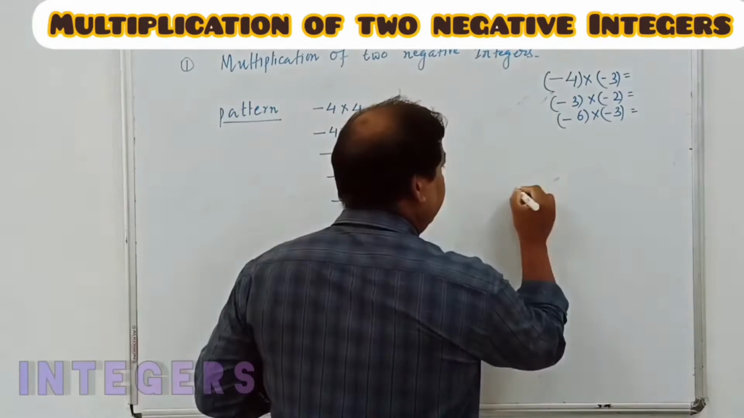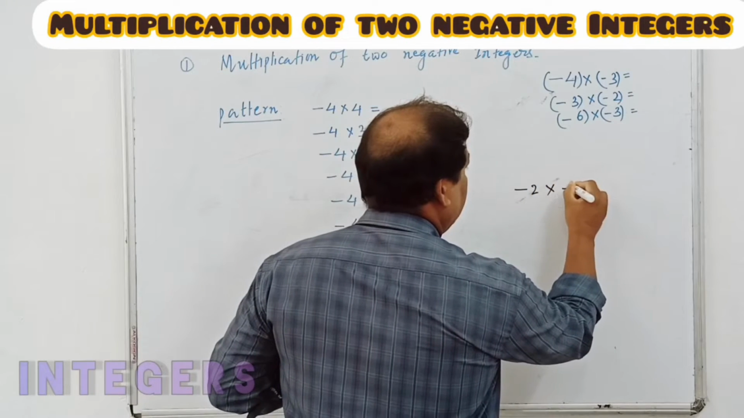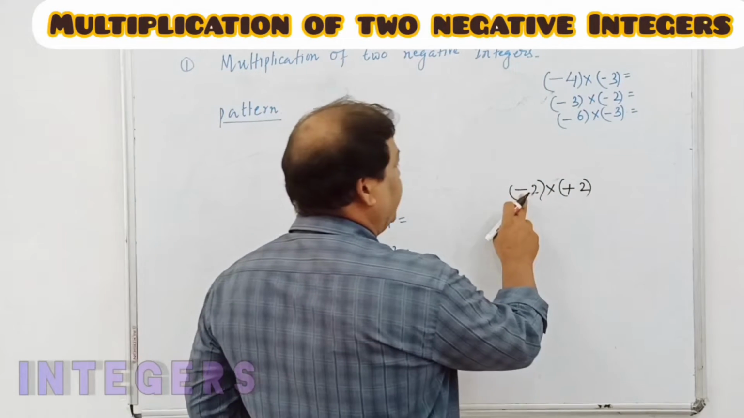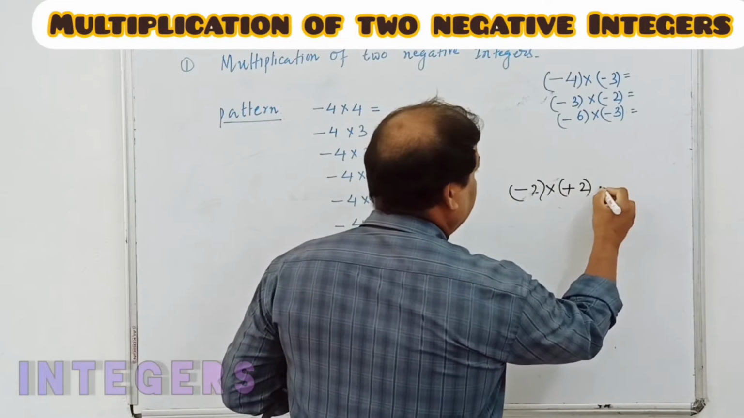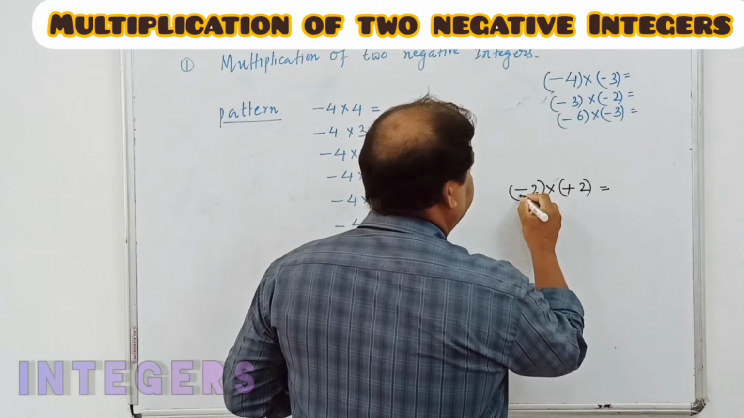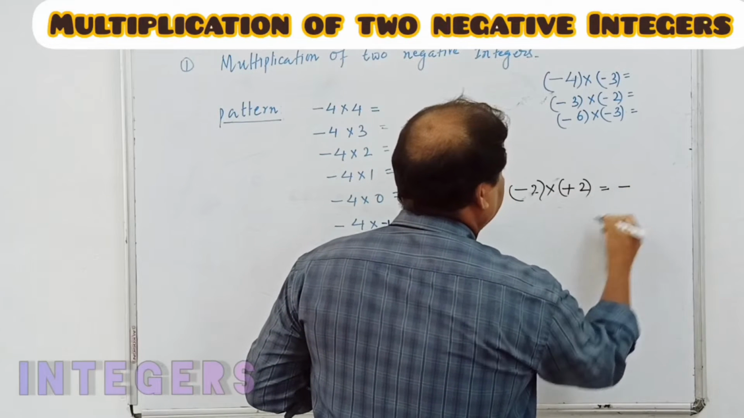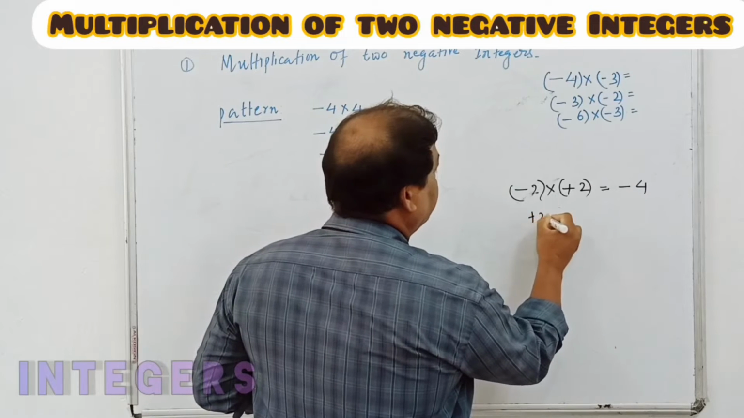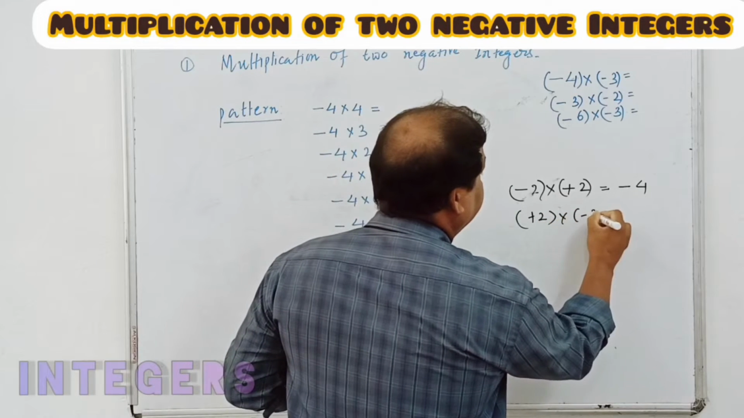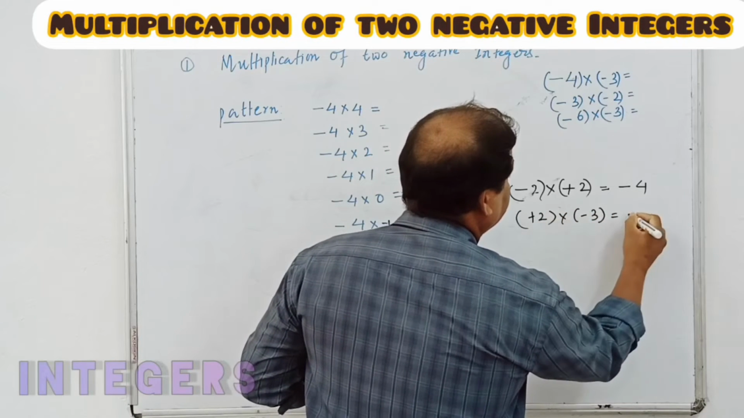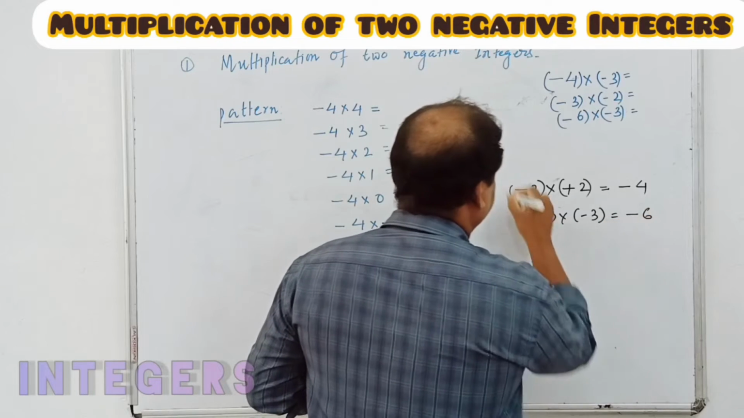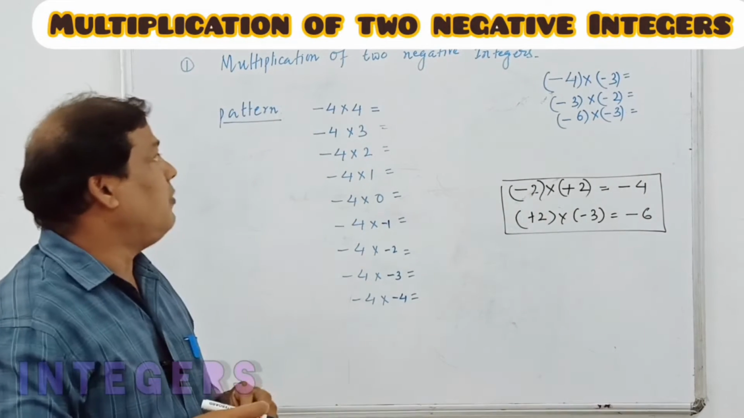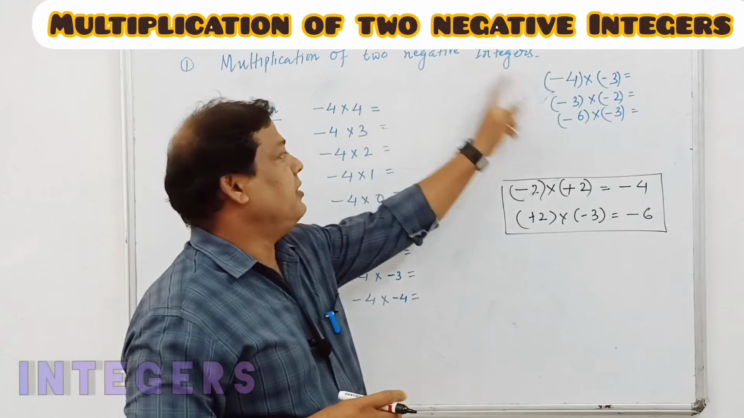Like in the previous section, we did the multiplication of a negative integer and a positive integer. A negative integer times a positive integer comes with a negative sign: minus 2 times 4 is minus 8, and minus 2 times 3 is minus 6. So we already did this in earlier classes. Now we will see two negative integers.